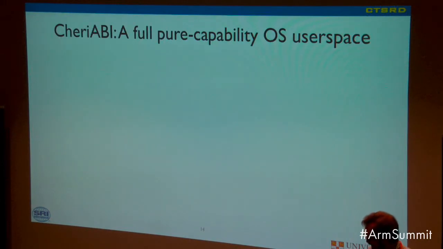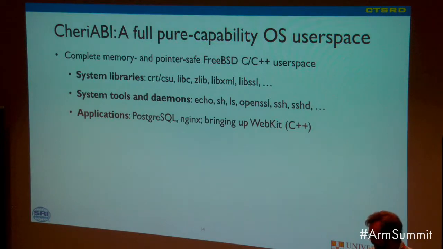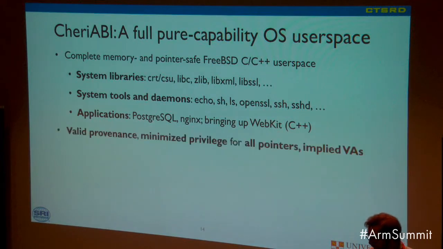So what do we have to do in order to get to a complete CHERI-aware application user space? We need a set of system libraries. We need runtime linkers. We've adapted programs like SSH and OpenSSL, simple programs like BinEcho, and then sort of surprisingly complicated programs like OpenSSL. We've also ported large-scale applications like Postgres and Nginx. We're currently working on WebKit, which requires a slightly more mature C++ environment than we currently support on CHERI.